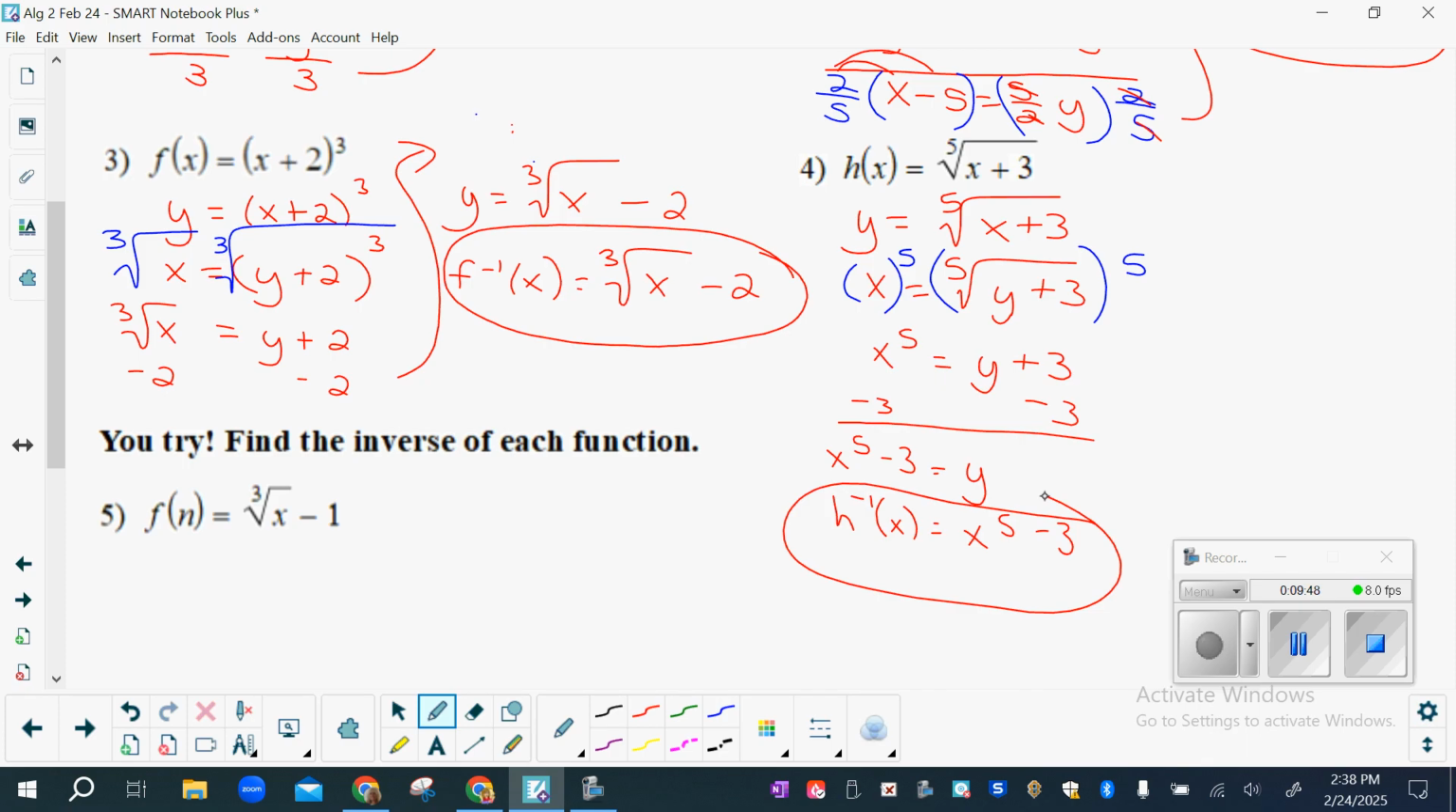Wait, yes, this should be an x here instead of an n. Sorry about that. Switched it from an n to an x.